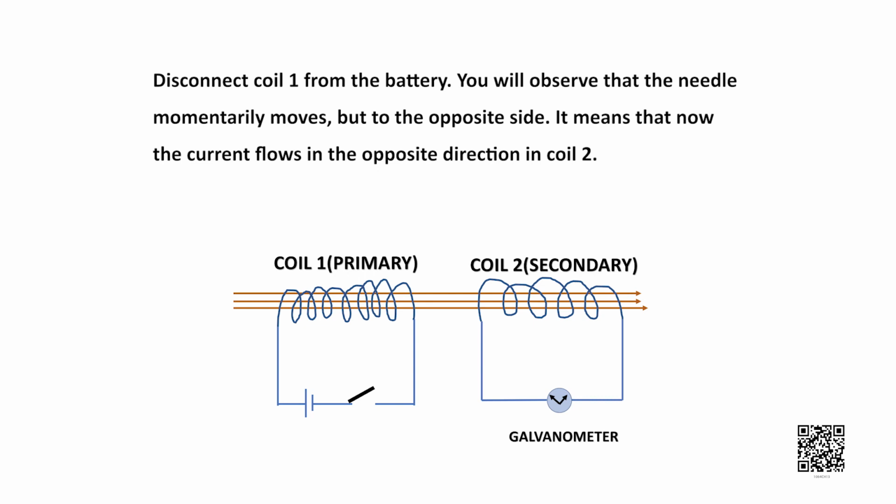Disconnect coil 1 from the battery. You will observe that the needle momentarily moves but to the opposite side. It means that now the current flows in the opposite direction in coil 2. Coil 1 is called the primary coil and coil 2 is called the secondary coil. As the current in the first coil changes, the magnetic field associated with it also changes. Thus, the magnetic field lines around the secondary coil also change. Hence, the change in magnetic field lines associated with the secondary coil is the cause of induced electric current in it.